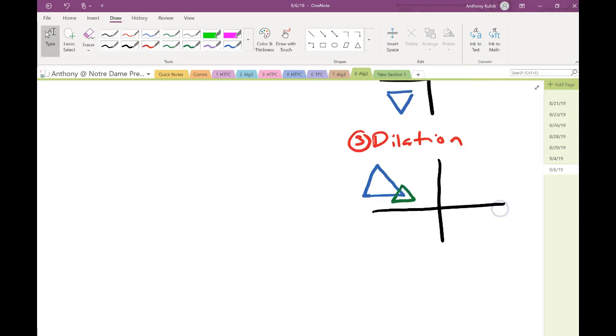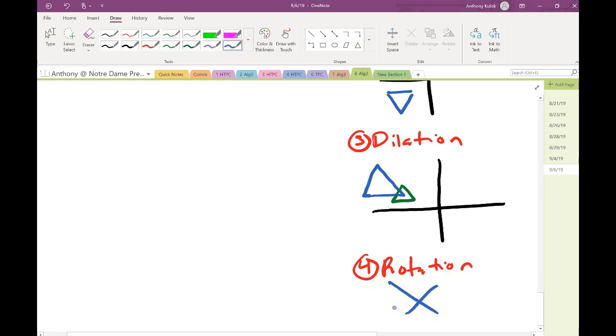There's one other type of transformation you guys talked about, and that was a rotation. We're not going to worry about rotations in this class. That's a topic beyond the scope of this course. But the first 3 we will.